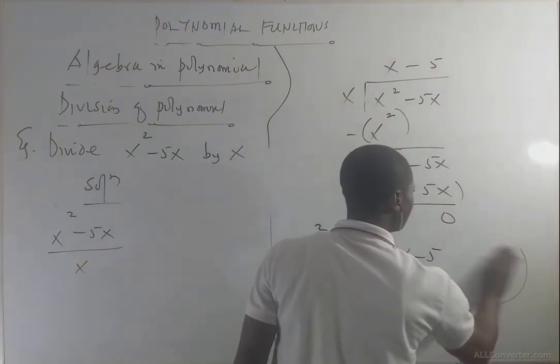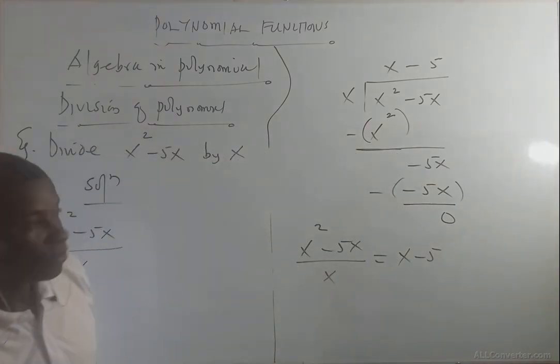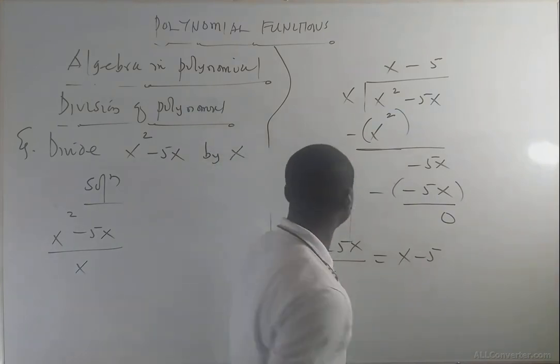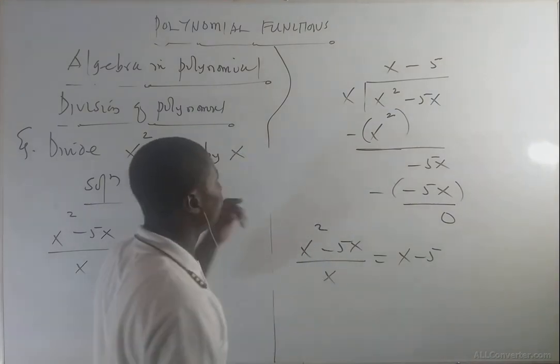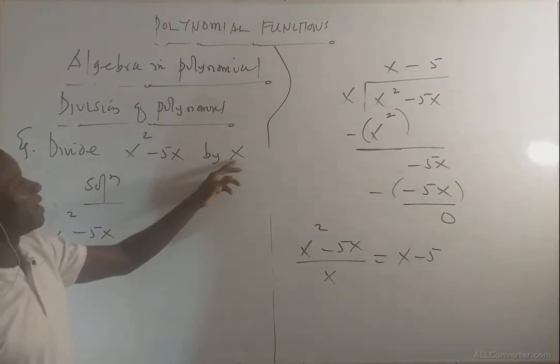And there is no expression here again, because 0 over that will give us 0. And so that is how we multiply polynomials. That is how we divide polynomials. So we are given x squared minus 5x to divide by x.